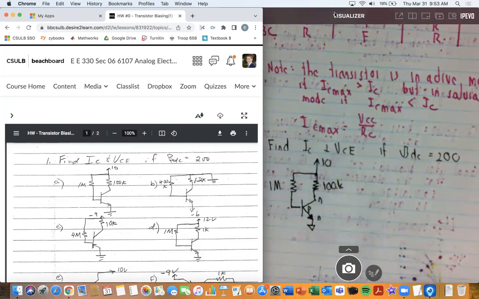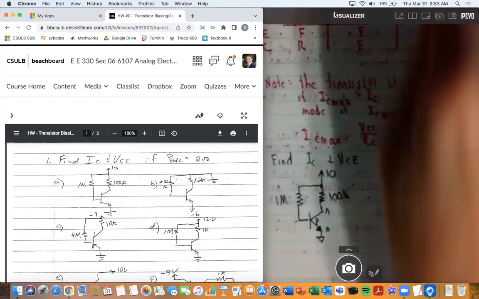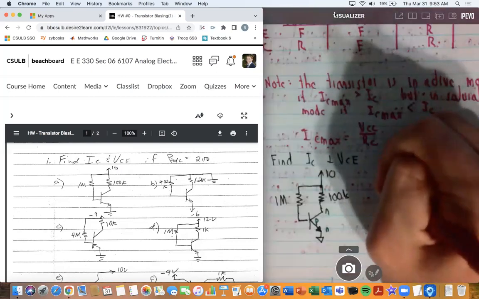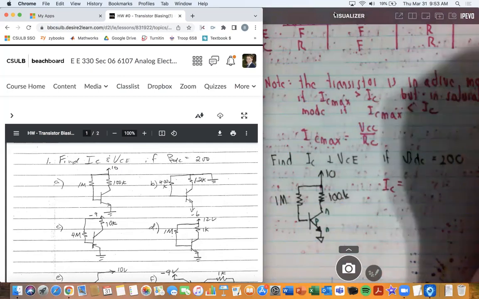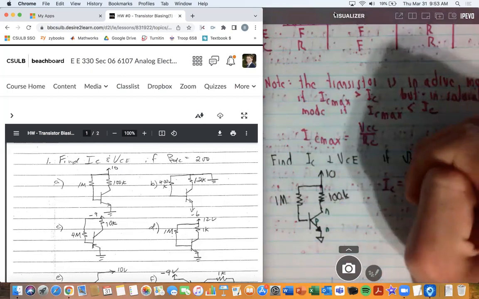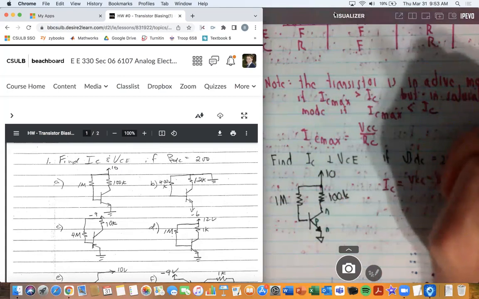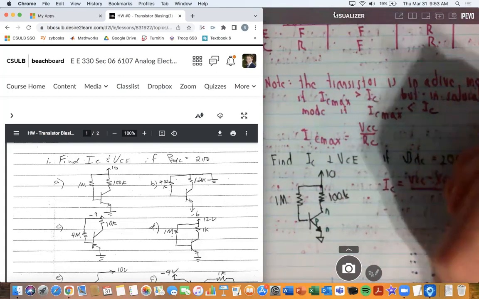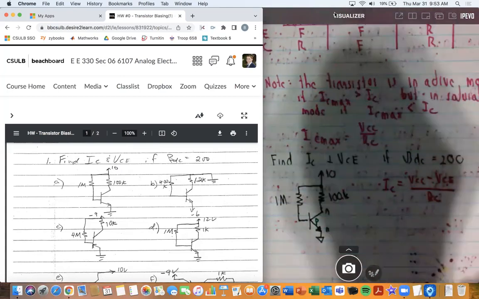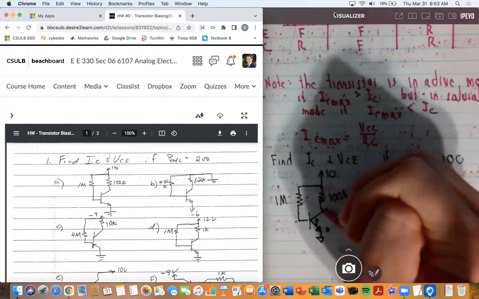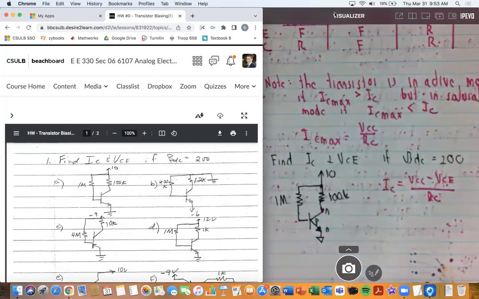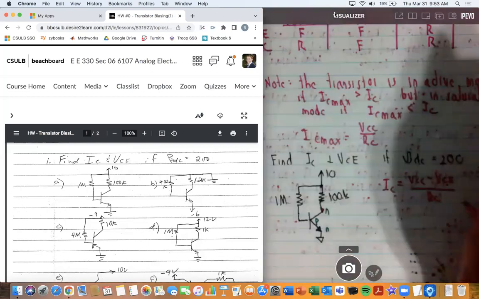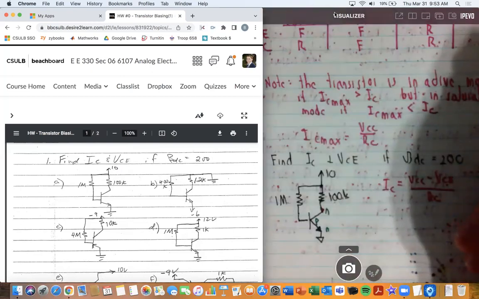Now let's look in particular, how are we going to solve for IC? So to solve for IC here, it's going to be equal to VCC minus VCE all over RC. And so that would be from this point here, from between these two voltages divided by the resistance, and you should get the current going through it. So what we have for VCC is 10 volts.